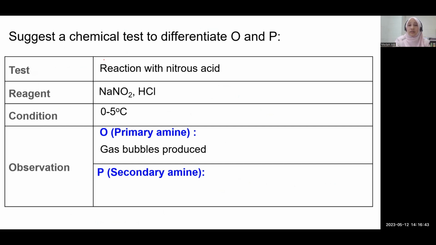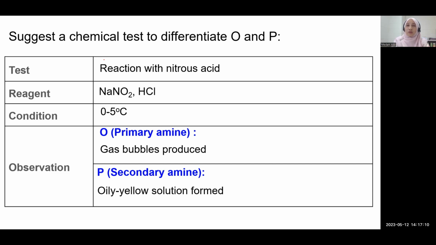Okay, untuk secondary amines as we have just talk about it, dia akan produce nitroso compound which is observed as oily yellow solution. Yang pentingnya, oily dan dia berwarna yellow lah, not solution. Okay. Oily yellow solution form. Okay. So untuk yang ni dah okay kan, nampak macam simple.